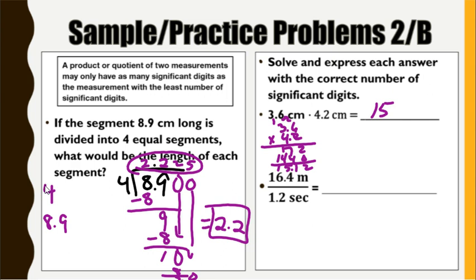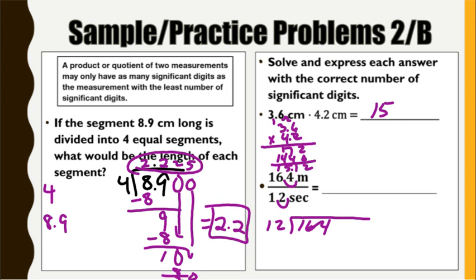Next one, 164 meters divided by 1.2. The least significant number each of the numbers have is 2 here, so I can only have 2 significant digits in my answer. Remember, I can't divide by a decimal, so I'm going to move the decimal place 1 to the right. So now I have 164 divided by 12.